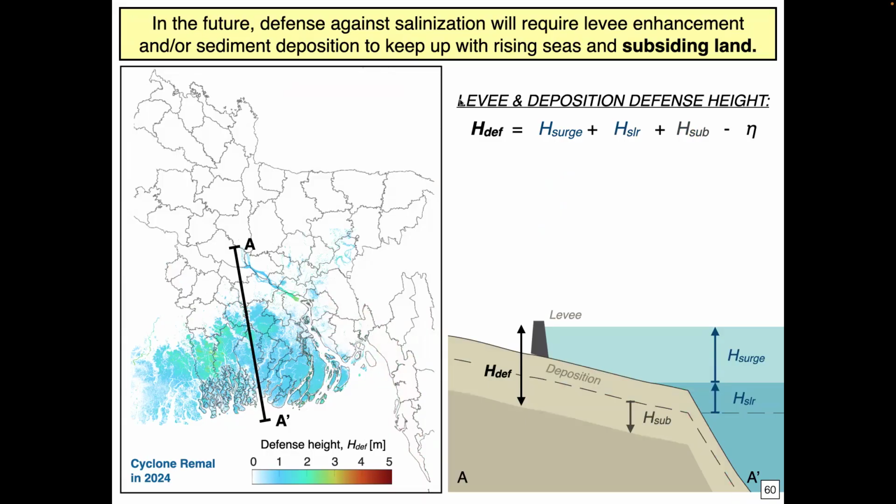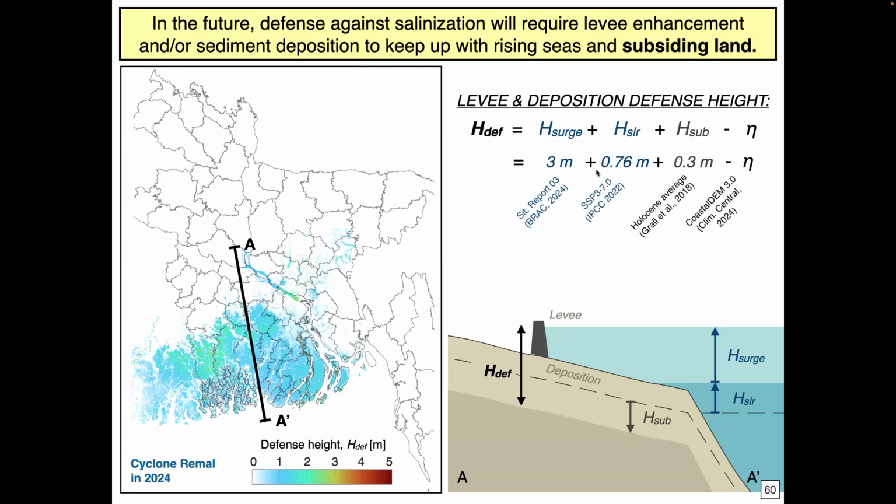But in the future, it's not clear if this is actually going to be the case, because defending against flooding and salinization in the future is going to require us to potentially enhance levees or deposit sediment to keep up with these rising seas and subsiding land. So basically, our equation gets a little more complicated and our picture gets a little more complicated. We're thinking about rising sea levels, subsidence of the land, and also potentially deposition of sediment on the land. And then our defense is really the levee height and the sediment that we can potentially get.